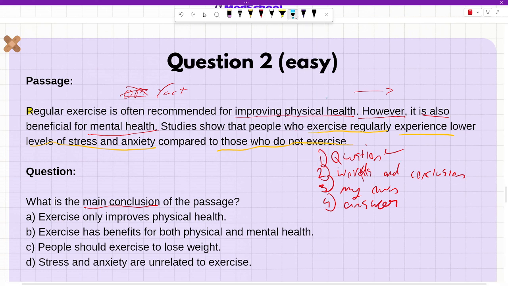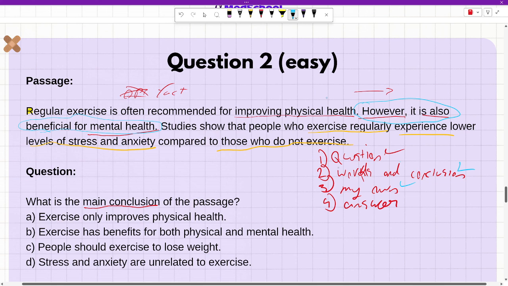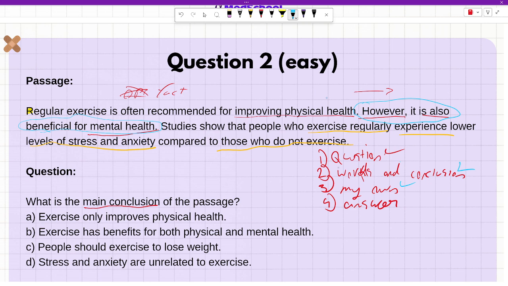Okay, so let's check here. Questions we did. So finding the keywords, reading the passage, and looking for a conclusion we did. Which the conclusion is here, guys. Is this and is this. And my own conclusion, obviously, is that exercise benefits both mental health and physical health. Now we can just check the answer.